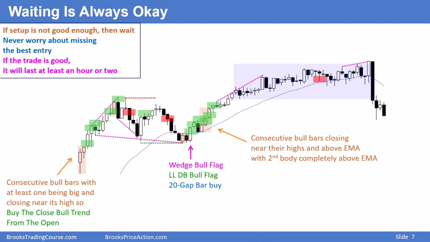And never worry about missing the best entry or the first entry, because if the trade is going to last for 20 bars, there will be other entries. So yeah, these entries are further up than this, so you're risking more down to your stop. But you also have a higher probability of making money, and that's the price that you pay. The stop further away is the price that you pay to have a higher probability trade. So these are all very good entries.